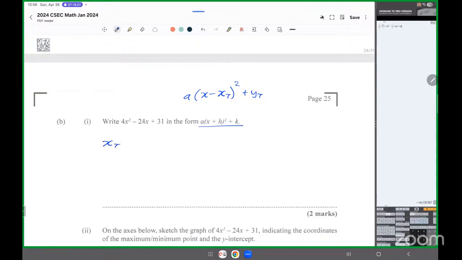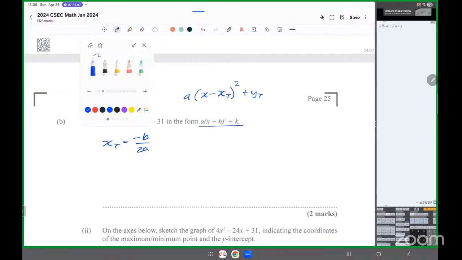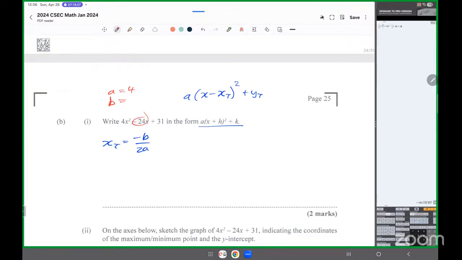The xt is minus b over 2a. What is the a and the b and the c? Let's get them from this. The a is the coefficient of x squared, which is 4. The b is the coefficient of x, which is negative 24. And the c is the constant term, which is 31.